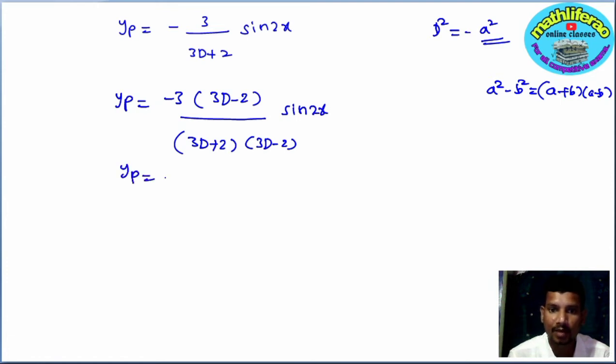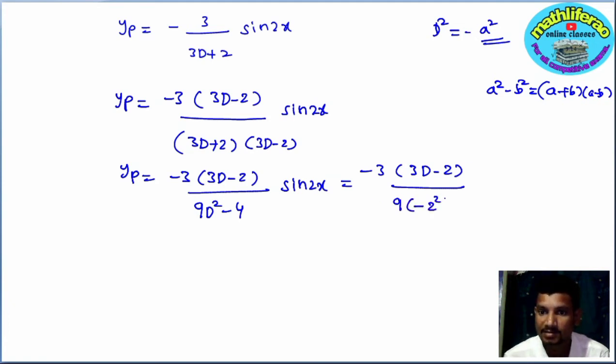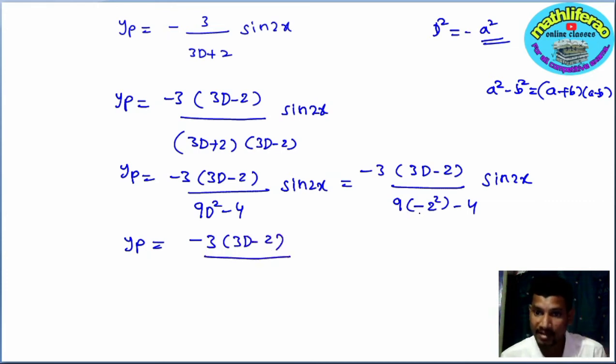Okay, so here yp equals minus 3 of 3d minus 2 by a plus b into a minus b, a square minus b square, that is 9d square minus 4, into sin 2x. Now replace d square by minus a square. Minus 3 of 3d minus 2 by 9 into, here a value is 2, minus a square, replacing d square by minus a square, minus 4 into sin 2x. So the value of yp equals minus 3 of 3d minus 2 by, here 2 square is 4, 9 times 4 is 36, minus 36 minus 4, that is minus 40, into sin 2x.